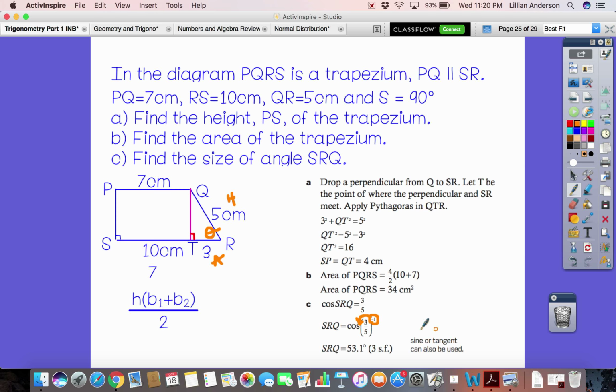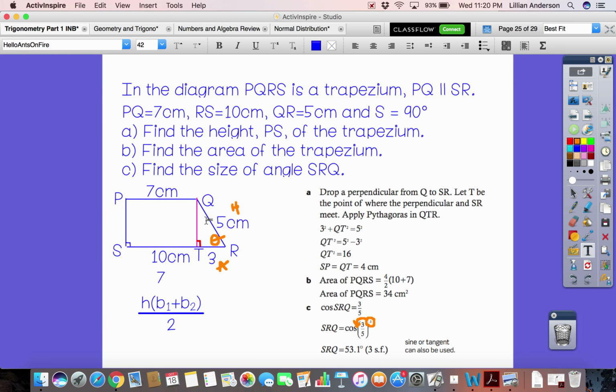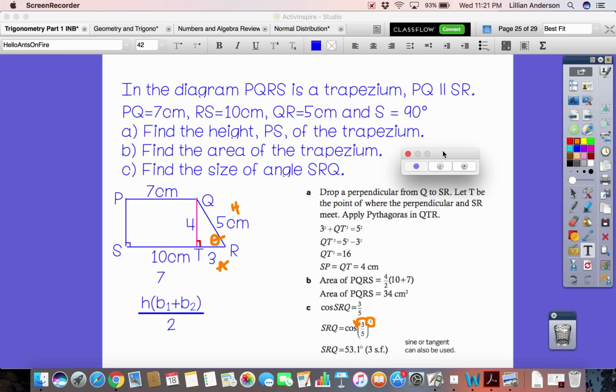And as you can see, note that you could have used sine or tangent because remember we did determine that the height of the trapezoid was 4. Okay, so you could have used sine or tangent to figure that out. You just would have had to set up the ratio a little bit differently. Okay, but those are the answers to your homework. I hope this video did help you to clarify any misconceptions you might have had on this topic up to this point.